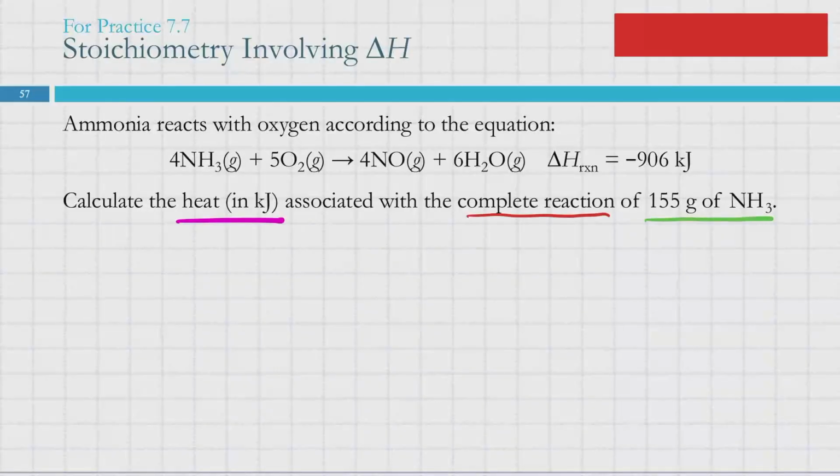Heat, the delta H, the heat, and what other thing? Ratio with what? Yeah, with NH3. So we're concerned about NH3 and the kilojoules. So if we're starting with grams, can we do grams directly into this stoichiometry conversion factor?